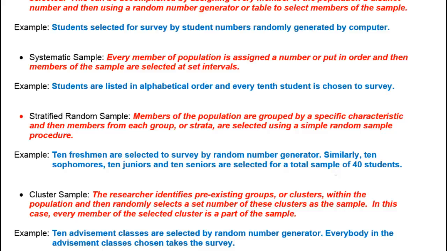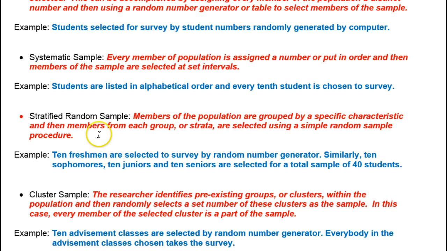Every advisement has a number. So maybe instead of going by student number and just picking individual students, maybe I put all of the advisement numbers in a computer and randomly pick, let's say, 5 advisements. So if those 5 advisements get picked, all of the students in those classes are going to take this survey. So we're picking whole classes at a time, not individuals. That's cluster sampling. Okay?